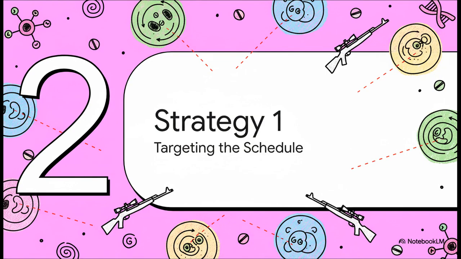All right, let's move on to our first attack plan. This strategy uses drugs that are cell cycle specific. You should think of these guys as snipers. They don't just fire randomly, they wait. They wait for the cell to hit a very specific, very vulnerable moment in its cycle, and then they strike.